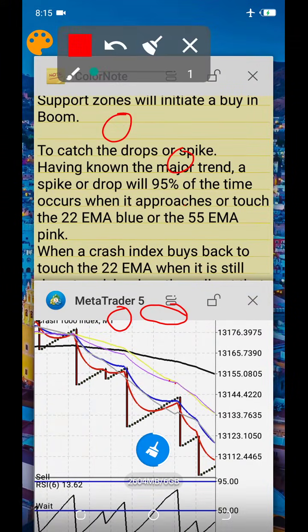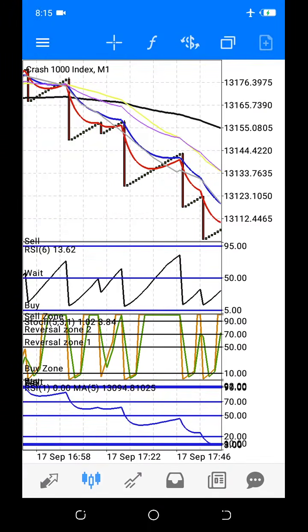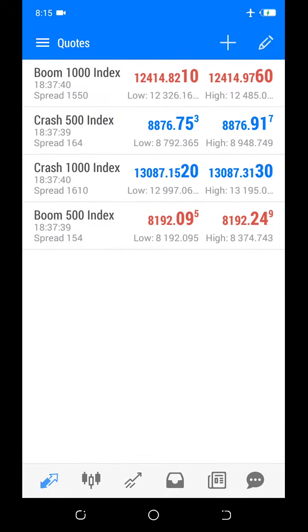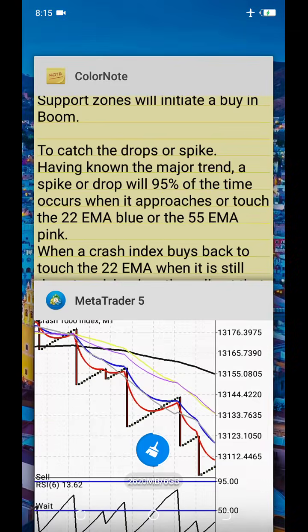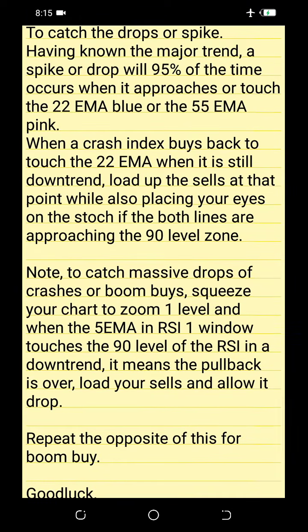Okay, so let's go back to finish up. Note, to catch massive drops of crashes or boom buys, squeeze your chart to zoom one level. And when the 5 EMA in RSI window 1 touches the 90 level of the RSI in a downtrend, it means the pullback is over. Load your sells and allow it to drop.